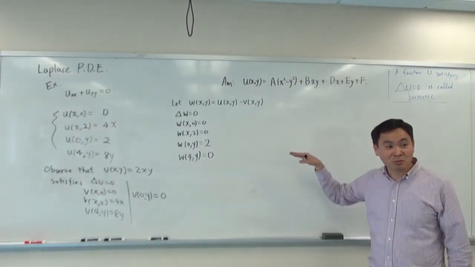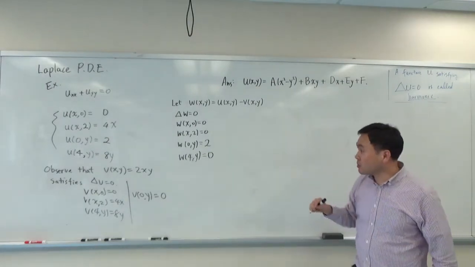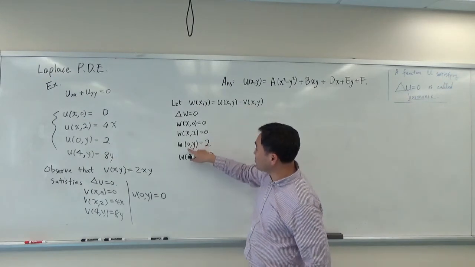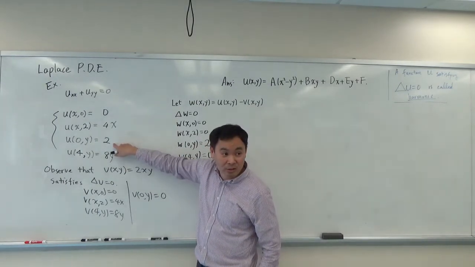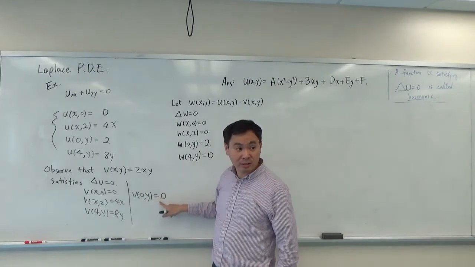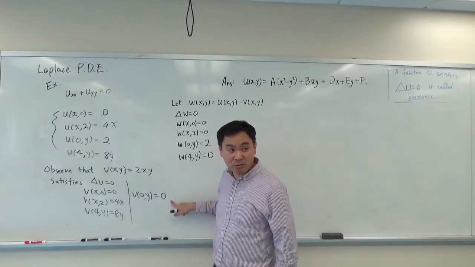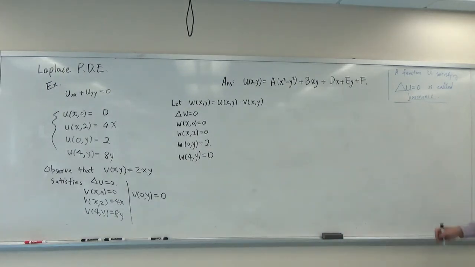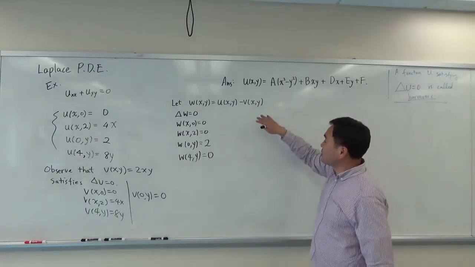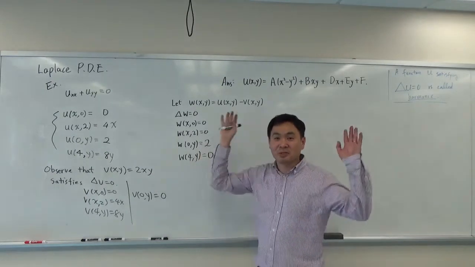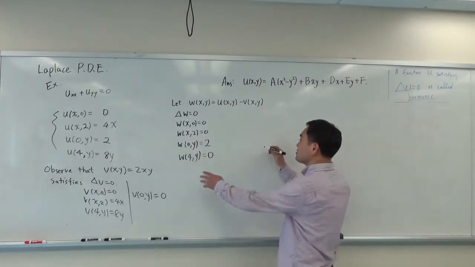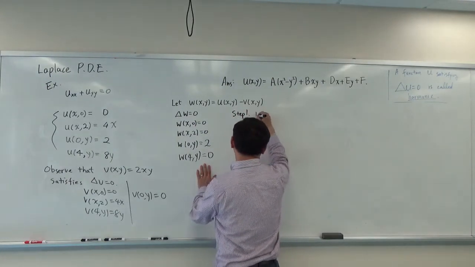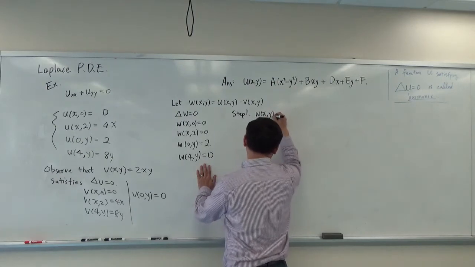So now let's do that. How did you get 2? Because w is u minus v, right? What is u(0, y)? It's 2, right? What's v(0, y)? It's 0. So what's 2 minus 0? 2. So you get 2. All right. So now let's try to solve this one. And at the end of the day, you just add this to this. Done. All right. So let's try. What's step one? What's step one of separation of variables?